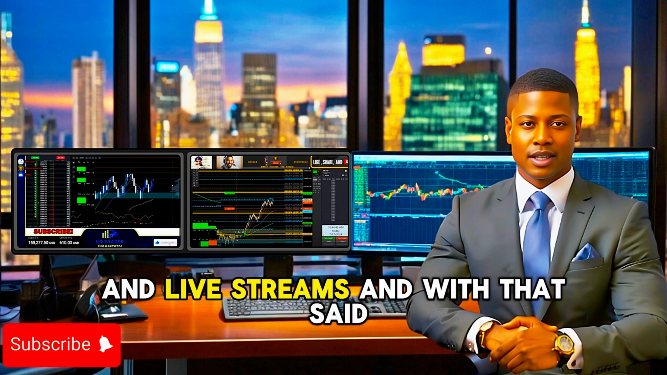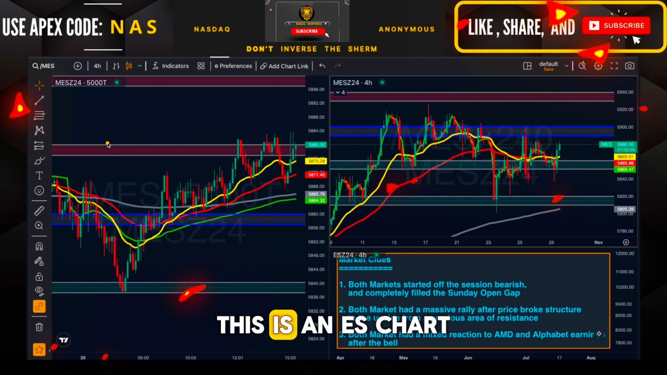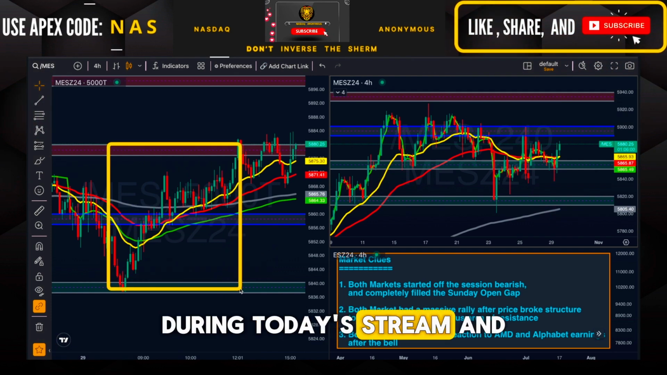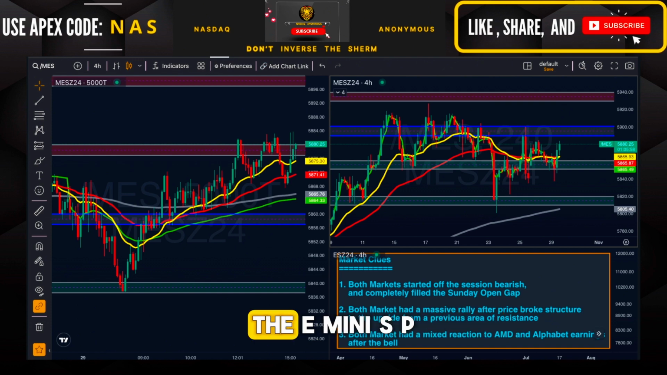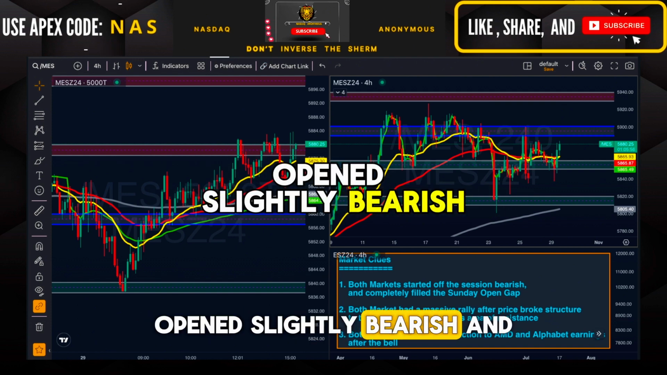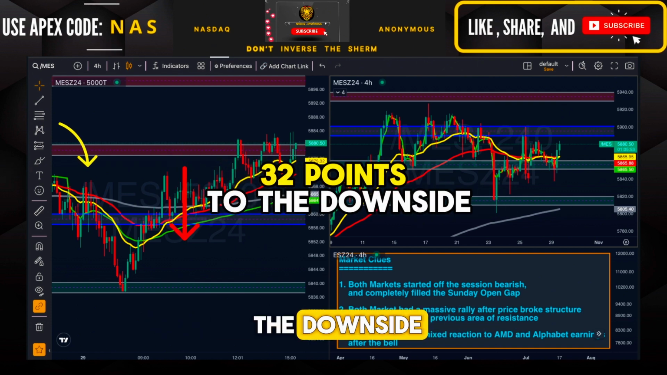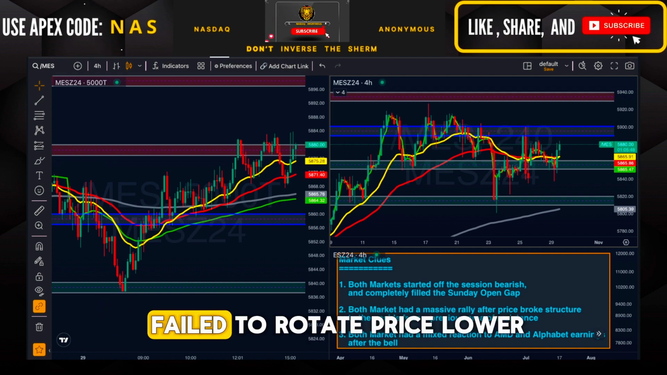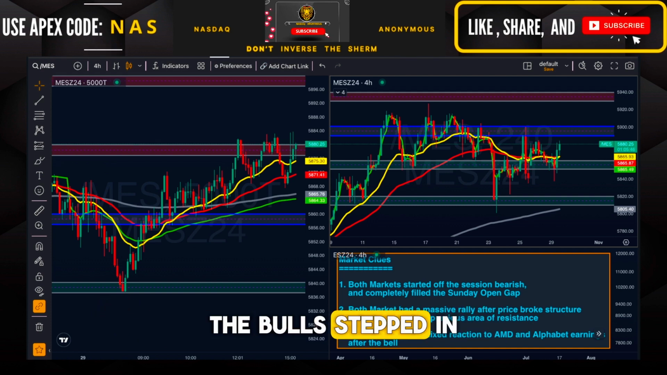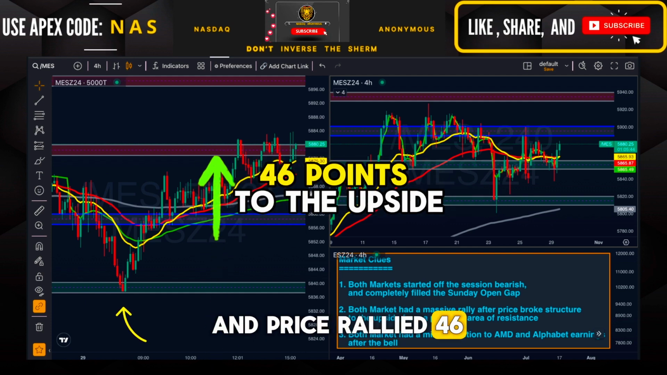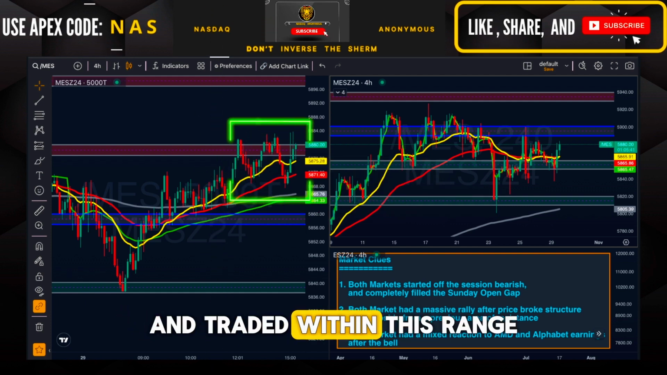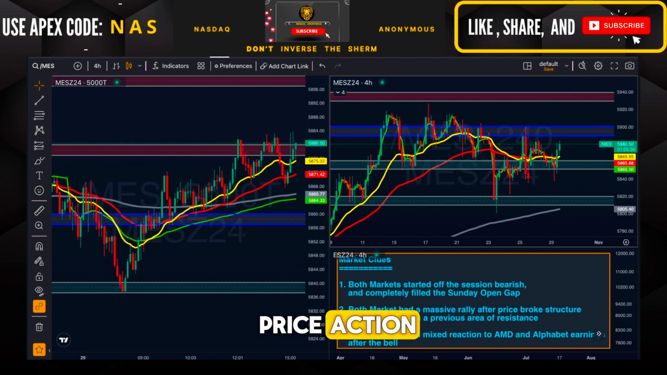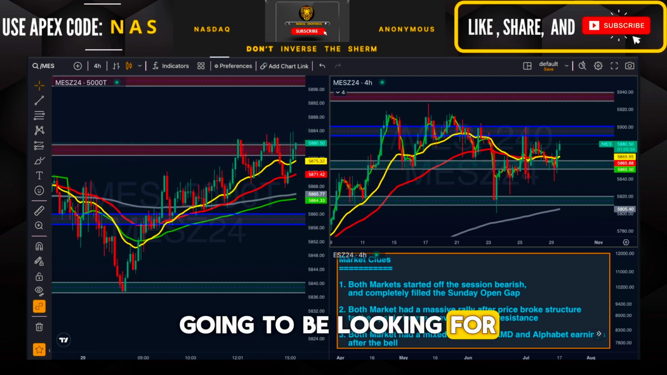With that said, let's jump into an ES chart. This is an ES chart, and this is the block of price action that we traded during today's stream. During the overnight session, the E-mini S&P opened slightly bearish and traded 32 points to the downside into a previous area of support. However, once the bears failed to rotate price lower, the bulls stepped in and price rallied 46 points to the upside and traded within this range going into the close of the session. Based on this price action, this is what I'm going to be looking for.